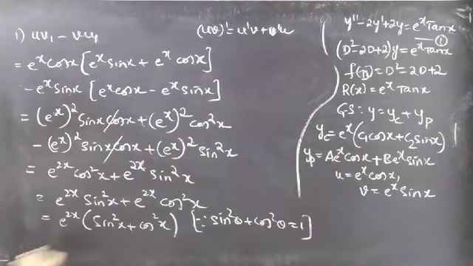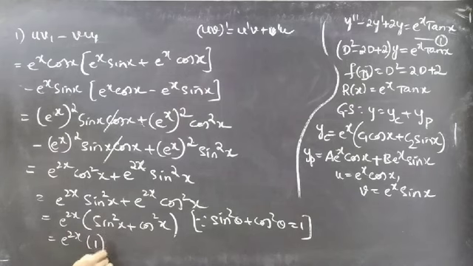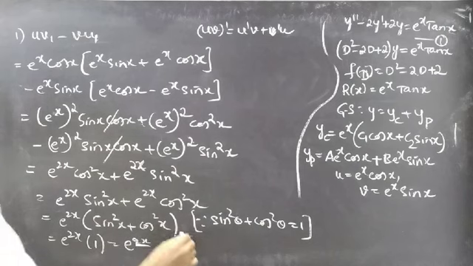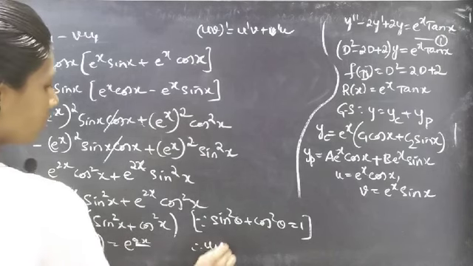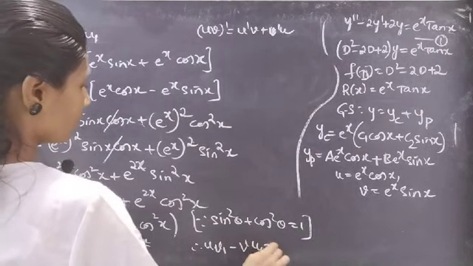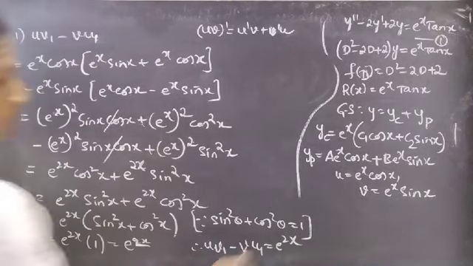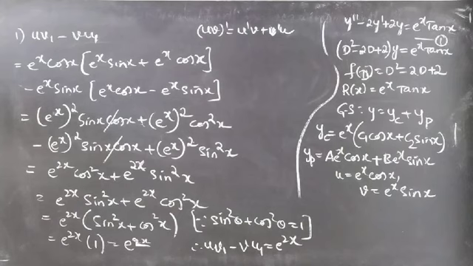So we'll replace sin square x plus cos square x by 1, we'll get e power 2x into 1, which is equal to e power 2x. Therefore, uv1 minus vu1 equal to e power 2x.